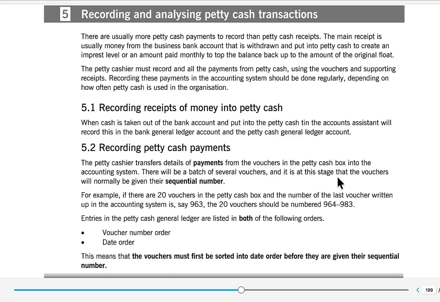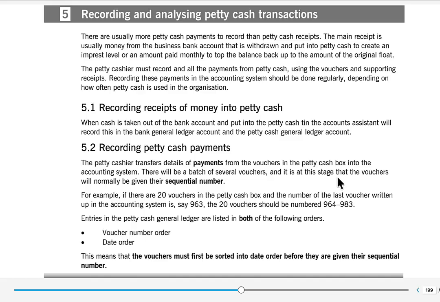A simple checklist you should remember. Whenever you are recording petty cash payments, do this. Check the voucher is properly completed. Check there is a receipt attached when possible. Check the payment is authorized. Sort vouchers by date. Number the vouchers in sequence. Record them into the system one by one. File the vouchers safely after recording. If you follow that routine, your petty cash records will always be clean and professional.